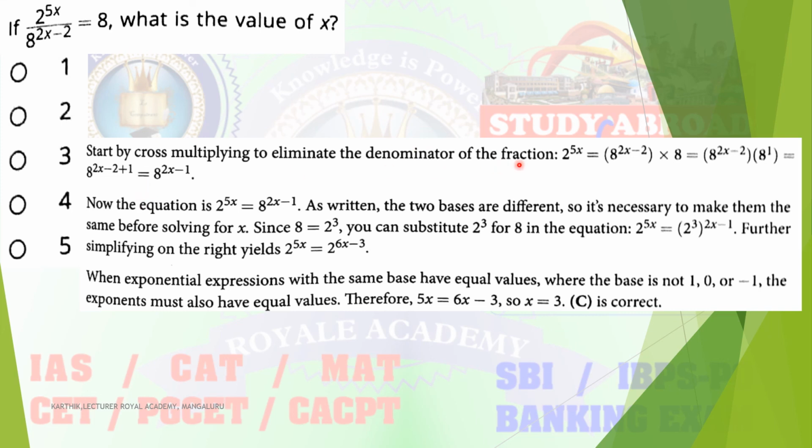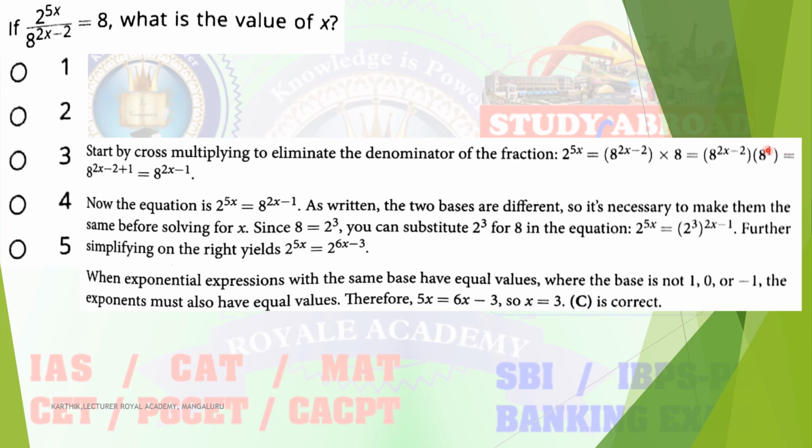So what is the question actually? 2 to the power of 5x is equal to, you just cross multiply, 8 into a to the power of 2x minus 2. Okay, a to the power of 2x minus 2 into 8. Here 8 is nothing but 8 to the power of 1. So 8 to the power of 1 into a to the power of 2x minus 2.